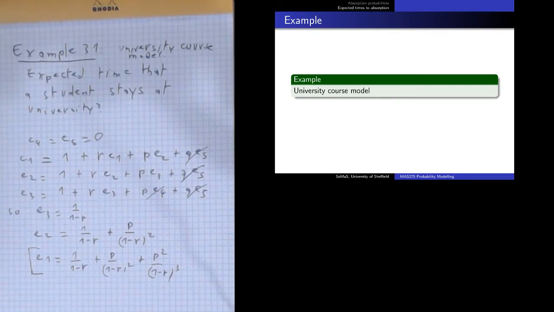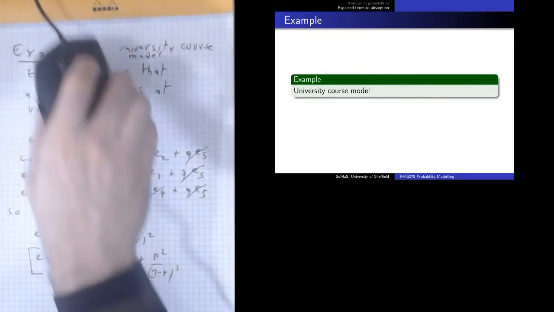Okay, so this is how you can compute an expected time until absorption. You could do this for the cube as well if you wanted to. That would be not a bad exercise at all. And we're almost done with today. Let's go back to the slides.